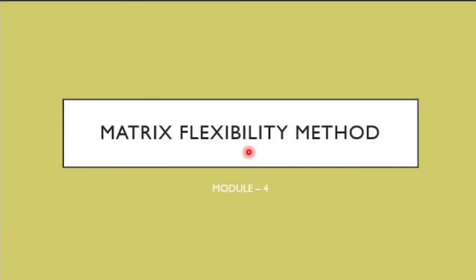Based approach, matrix flexibility method and matrix stiffness method. These are module 4 and module 5, and these two are computer-based approaches to solve the problem. How the software, STAAD Pro, ETABS, ANSYS, are analyzing: these software are calculating and finding the structural analysis by using these two methods. What are they? Matrix flexibility method or stiffness method.